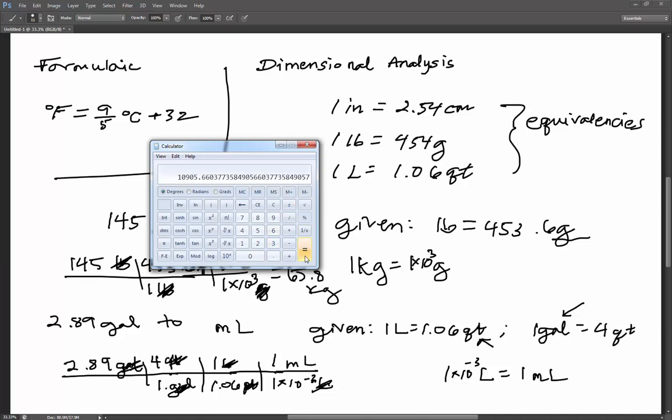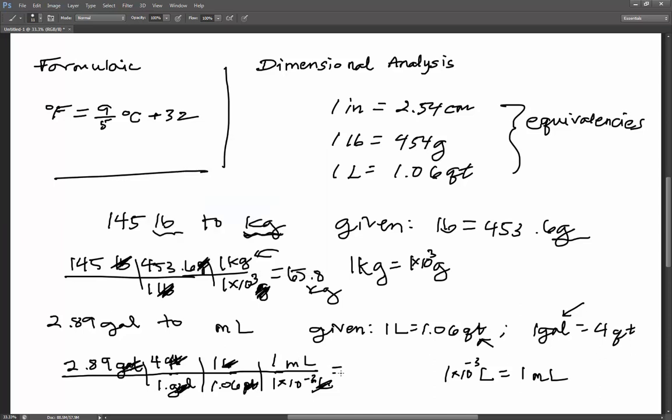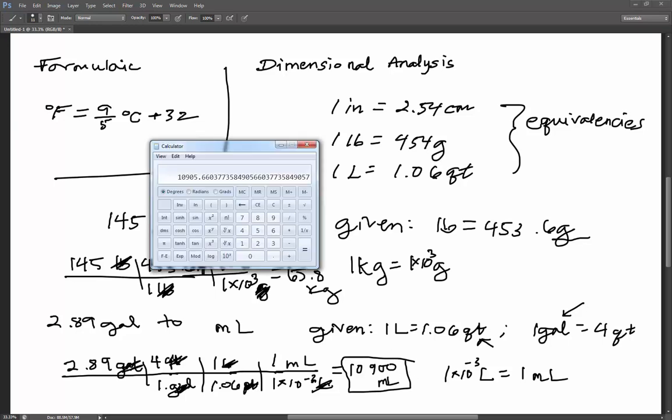And I should get the answer of 109,000 milliliters. Sorry, that's not 109,000. That's 10,900 milliliters. Okay, that's the right answer.